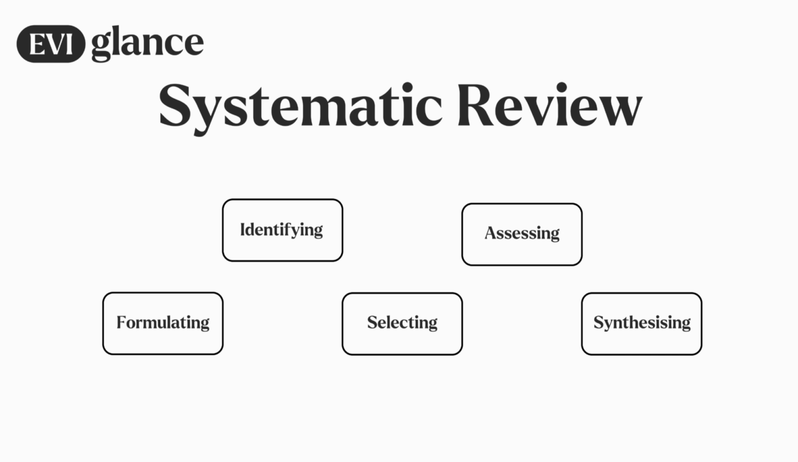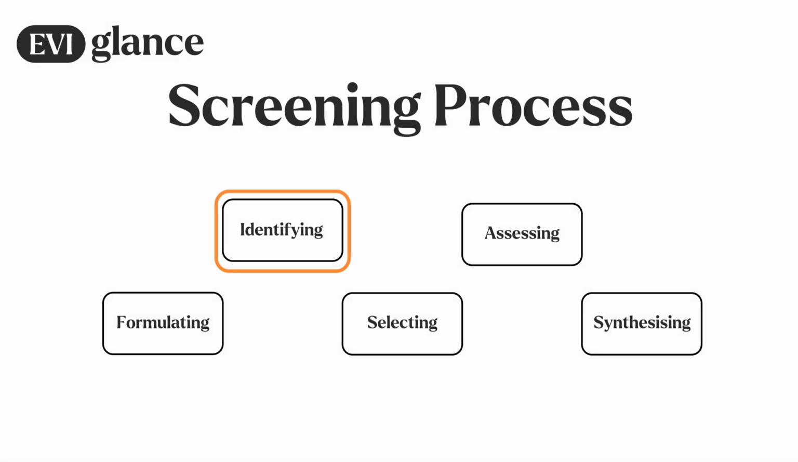Let's get started. Screening is the second step of the 5 steps of a systematic review. Screening plays a crucial role in systematic reviews and evidence synthesis. It ensures that only relevant studies are included. A well-structured screening process minimizes bias and enhances the credibility of evidence-based findings.